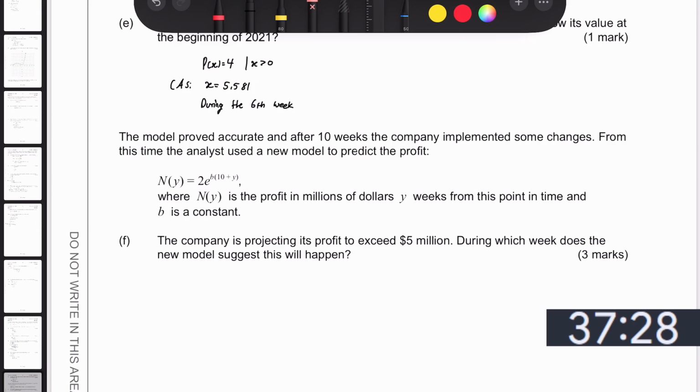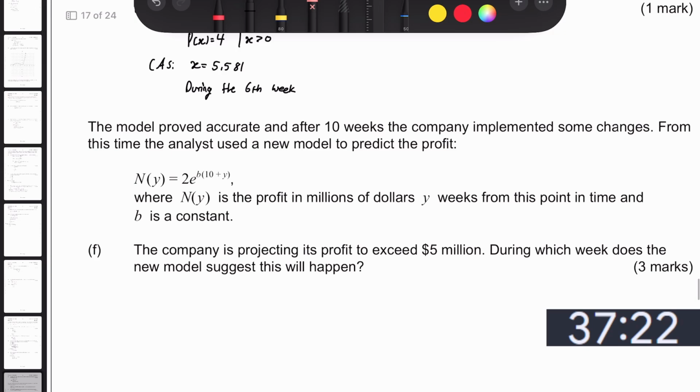The model proved accurate, and after 10 weeks, the company implemented some changes. From this time, the analysts used a new model to predict the profit. And was the profit $1 million? y is the point in time, y weeks from this point in time, and b is a constant. It's profit to exceed. During which week does that new model suggest this will happen?